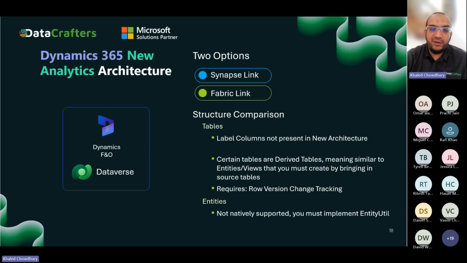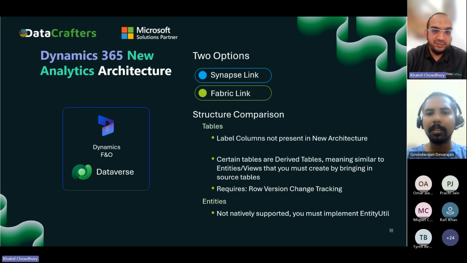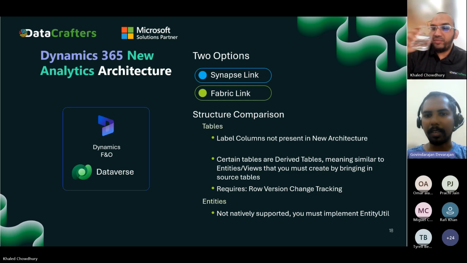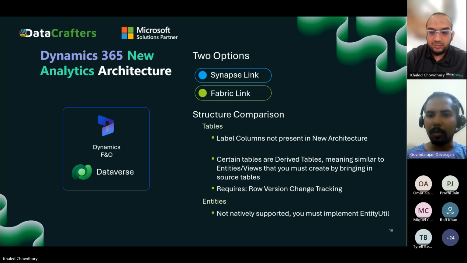You want to give a little bit of the architecture difference, Govind? Yeah, sure, Khaled. Speaking about Synapse Link first, I would say this is closely related to what you might currently have with export to data lake. One major advantage is that you can simply switch from export to data lake to Synapse Link, and then have the downstream architecture in a similar way. Link to Fabric has a much simpler architecture, but it would require you to set up Fabric, which we will talk about more in the upcoming slides.